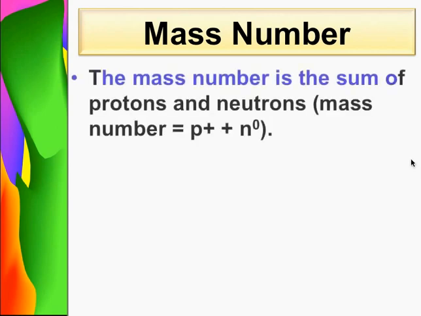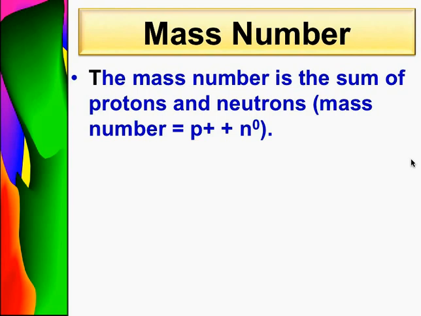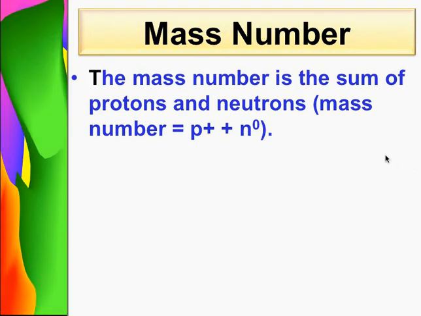The mass number is the number of protons plus the number of neutrons. Now we're only adding up these two particles because remember the electrons are almost massless. They do have some mass, but it's so little that we can effectively ignore it.